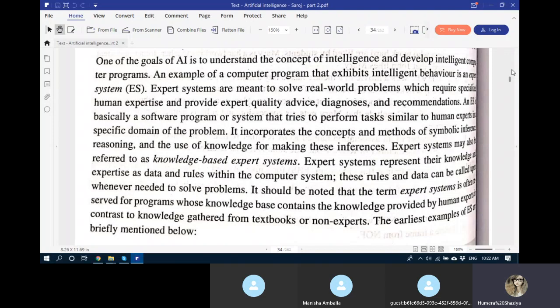So if you represent the knowledge in some form, and then a new question is posed to the system or our computer program, which is also known as an expert system, then it has to derive the conclusion in the form of yes or no, or it can also give you the actual value.